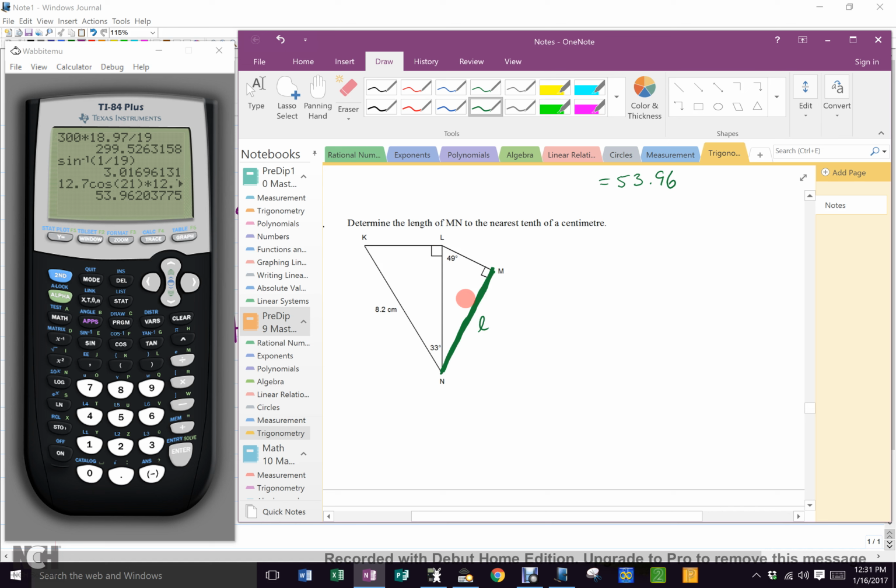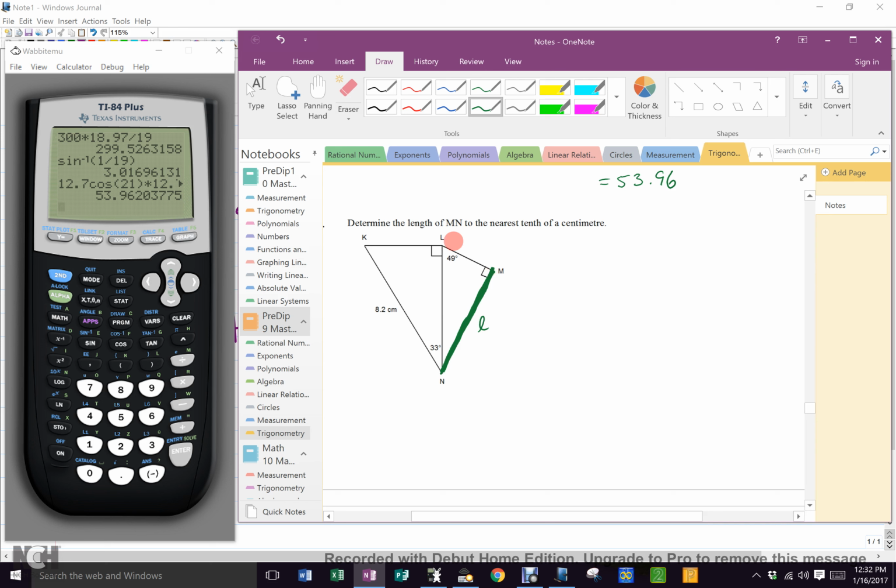Now you need to find small l. In order to find anything and everything in a triangle, how many pieces of information do you need from that triangle? 2. One of those pieces of information must be what? A side. If you have 2 sides or a side and an angle, do you know every part of the triangle? Yes. So to find l, I have a theta.